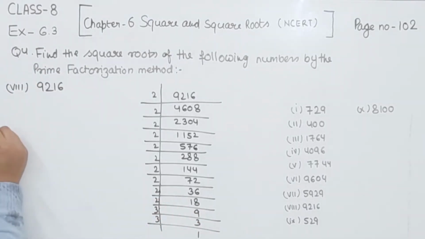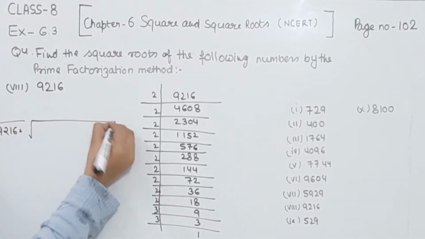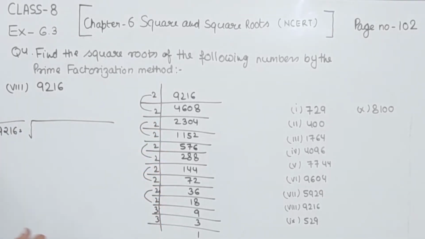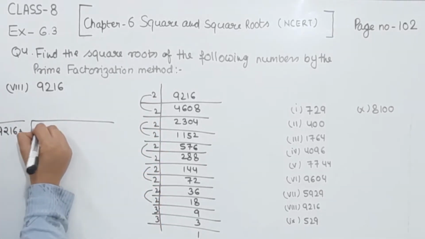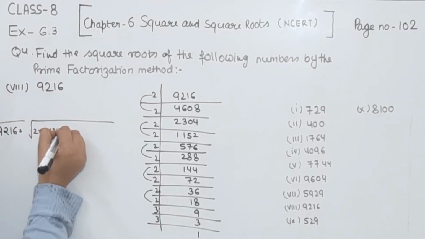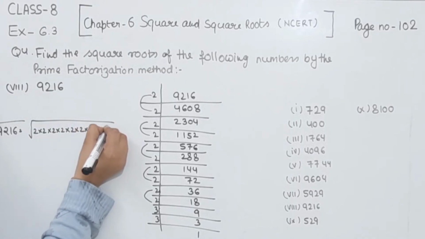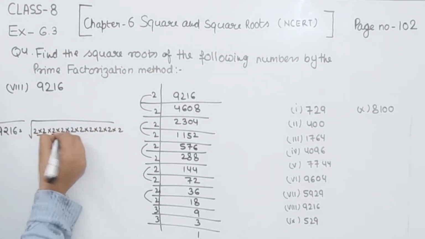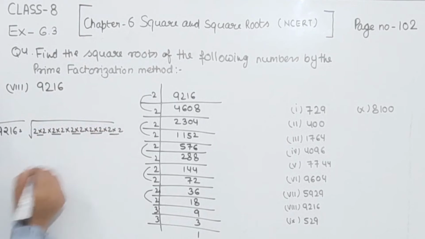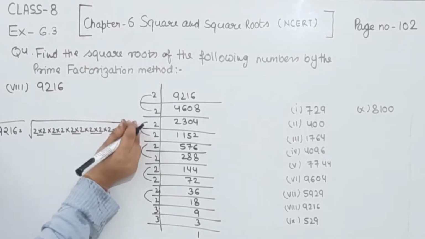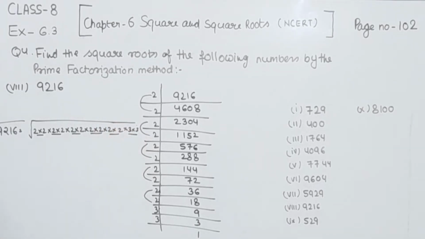So I'm going to write here root 9216 is equal to, I'm going to write here 1, 2, 3, 4, 5. So we are having 5 pairs of 2. 1, 2, 3, 4, 5. Then we'll have one pair of 3. So we will write here 5 pairs of 2.